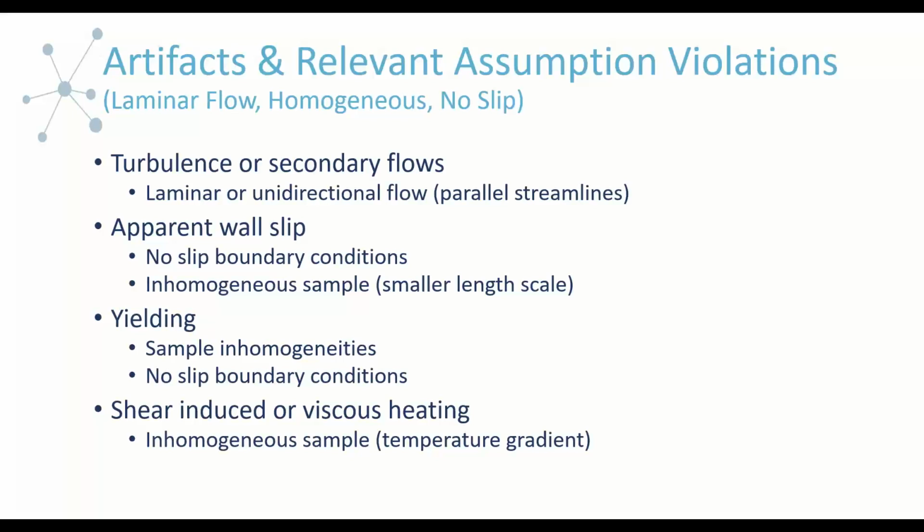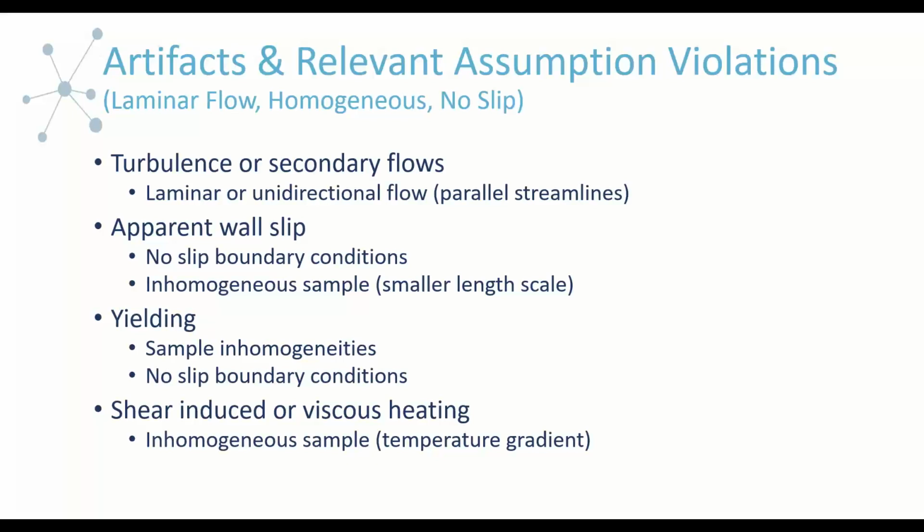Yielding materials, again, you're having the same issues: as the material goes through the yielding process, it's going to have some kind of inhomogeneity in it, where perhaps part of the material along the length scale of your test will have yielded, but not all of it. And it's also common in yielding materials to have slip at the boundary, because yielding tends to occur in these complex fluids that I just described as it relates to the wall slip.